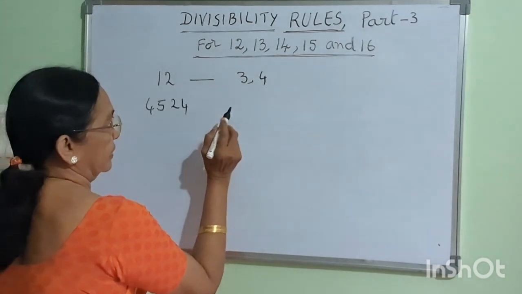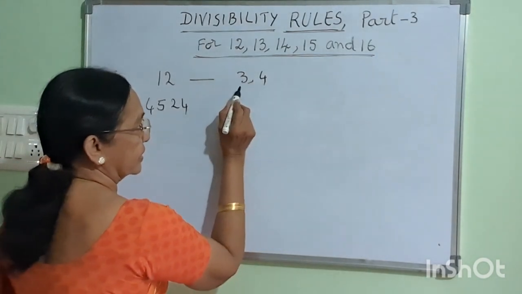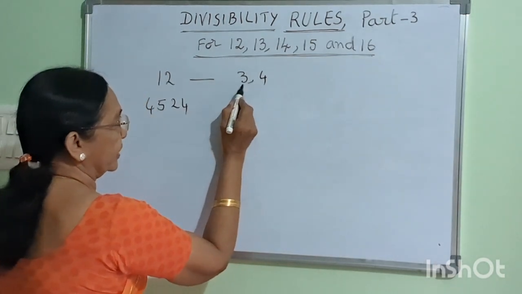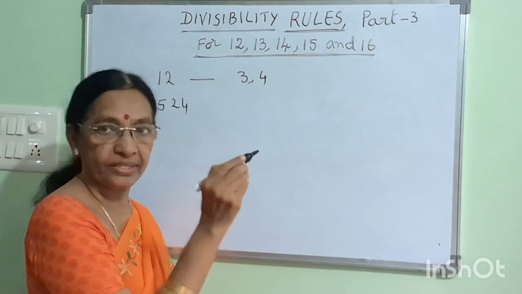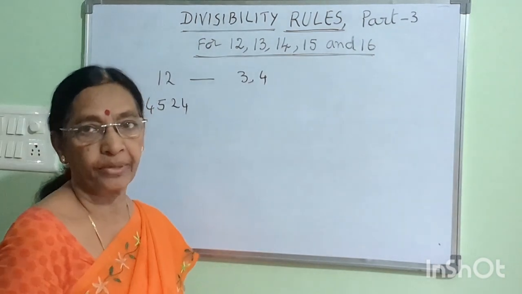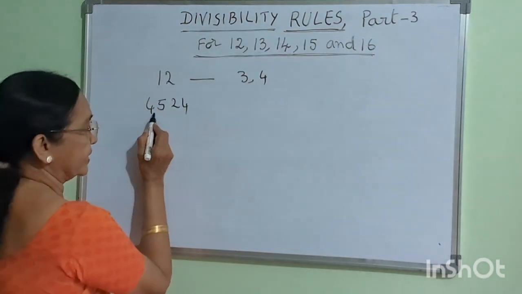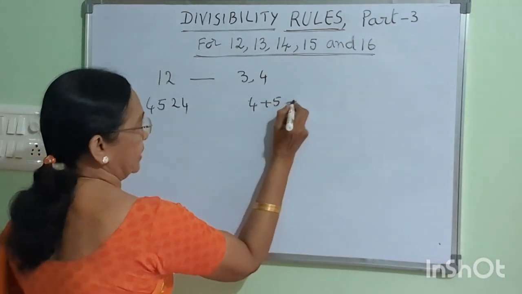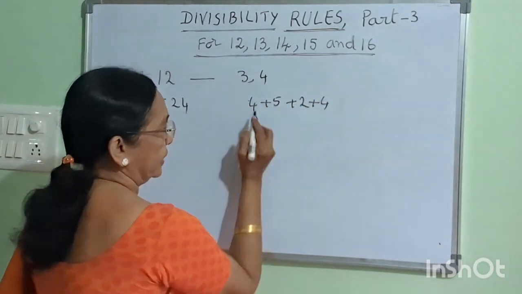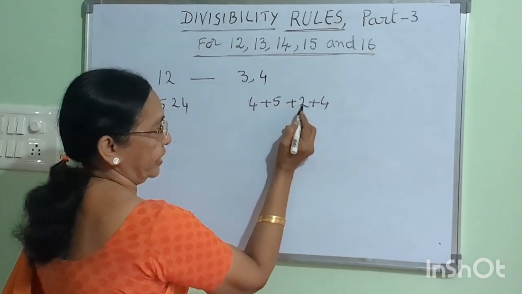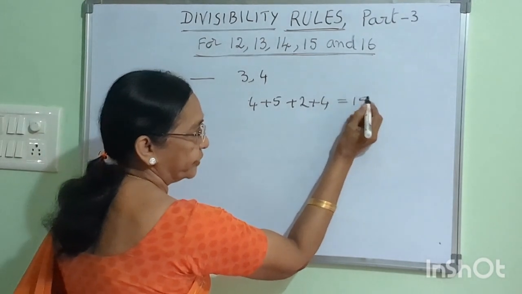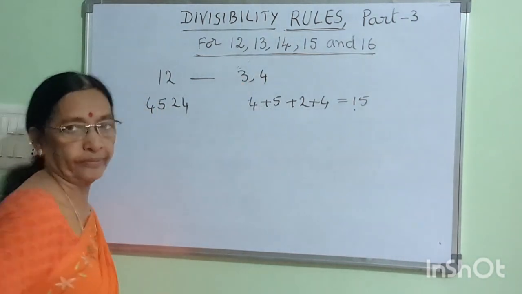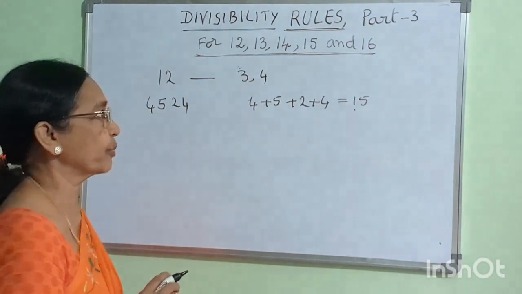First we will check whether it is divisible by 3 or not. The divisibility rule for 3 is: if the sum of the digits is divisible by 3, then the whole number is divisible by 3. So let us see the sum of the digits: 4 plus 5 plus 2 plus 4. This is 9, 9 plus 2 is 11, 11 plus 4 is 15. 15 is divisible by 3. Therefore, the given number is divisible by 3.